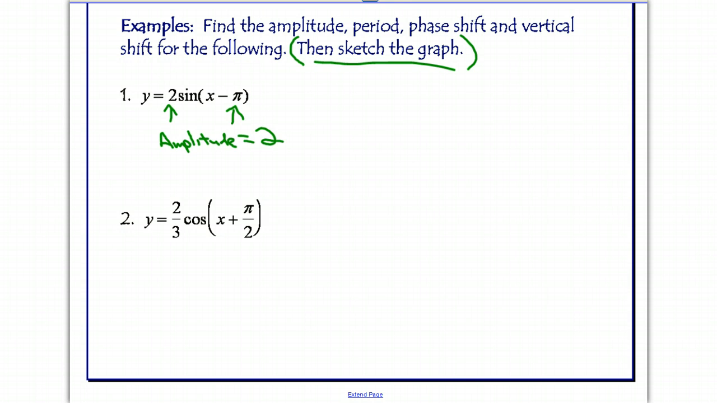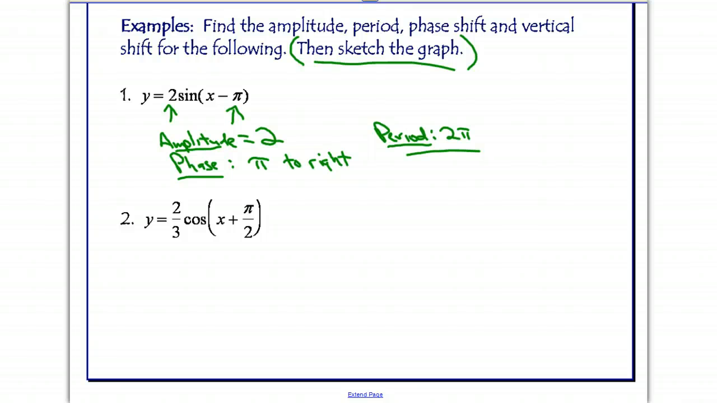So I'd say the amplitude is 2. And then in here, the parenthesis with the x, the minus pi, is your phase shift. It's going to go pi, and since it's minus, it's pi to the right. So we've got our amplitude, we've got our phase shift, and there is no period change. So the period will be our normal 2 pi. That's our normal period for a sine or cosine. And the vertical shift, there is none, so we won't mention the vertical shift because it's 0. So the period doesn't change, it's 2 pi, amplitude is 2, phase shift is pi to the right.